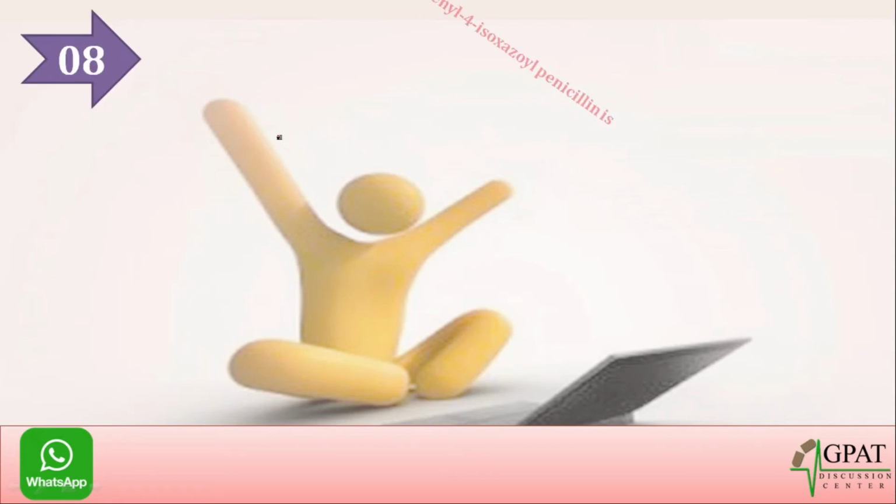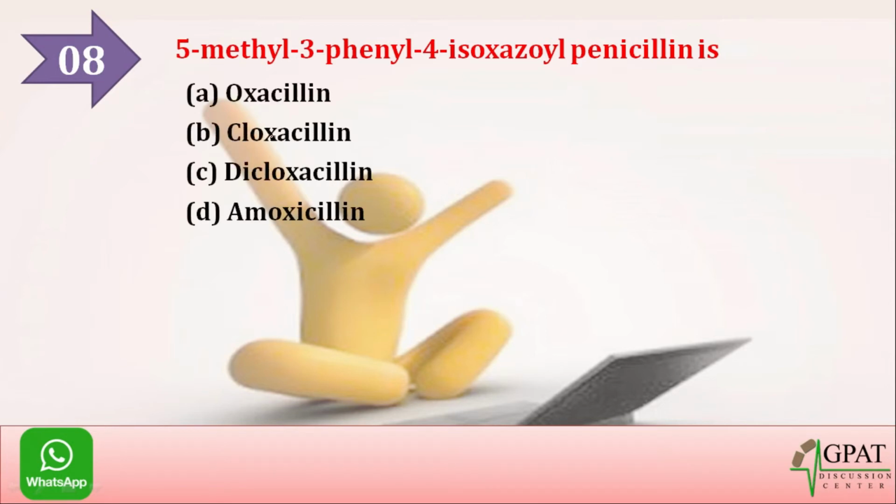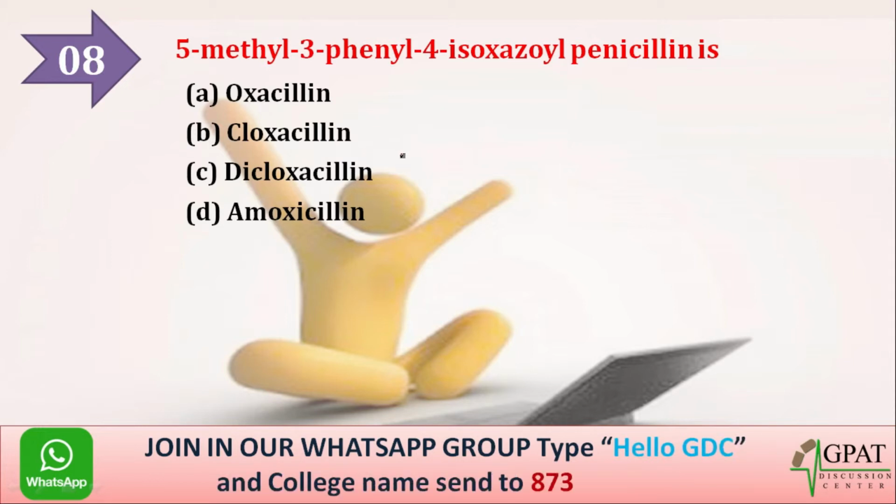Next question is: 5-methyl-3-phenyl-4-isoxazolyl penicillin is, and the options are: option A oxacillin, option B cloxacillin, option C dicloxacillin, and option D amoxicillin. Students, don't be afraid of these types of questions, because if you look at the question, it is very simple to attempt, and we will explain with the help of the structure. First we have to identify the correct answer. So the correct answer is oxacillin.